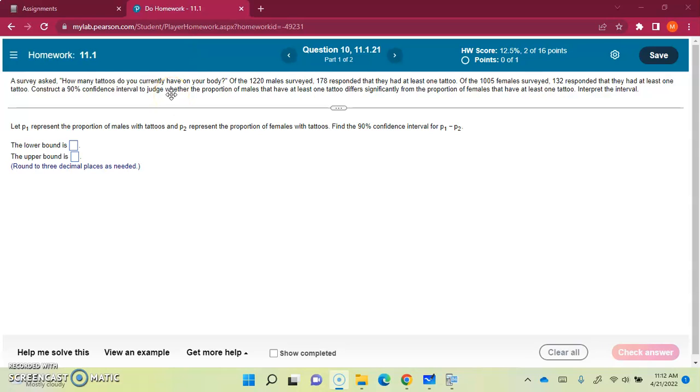Hello, here is question number 10 from 11.1. A survey asked how many tattoos do you currently have on your body. Of 1220 males surveyed, 178 responded that they had at least one, and of 1005 females surveyed, 132 responded they had at least one. Construct a 90% confidence interval to judge whether the proportion of males that have at least one tattoo differs significantly from the proportion of females that have at least one tattoo.